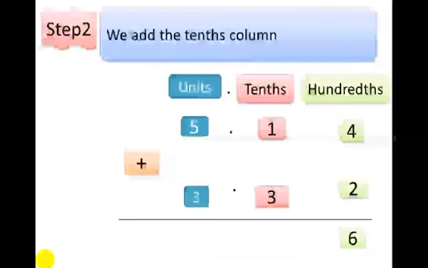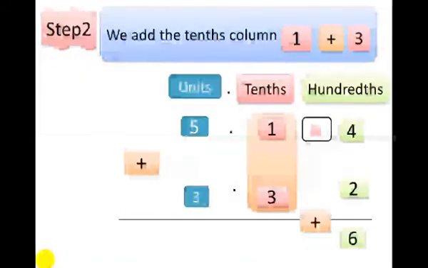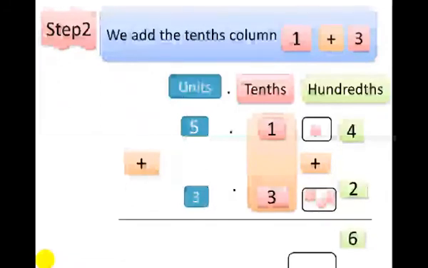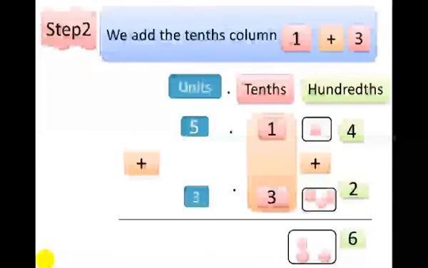1 tenth plus 3 tenths equals to 1 tenth, 2 tenths, 3 tenths, 4 tenths. That is 1 tenth plus 3 tenths equals to 4 tenths.